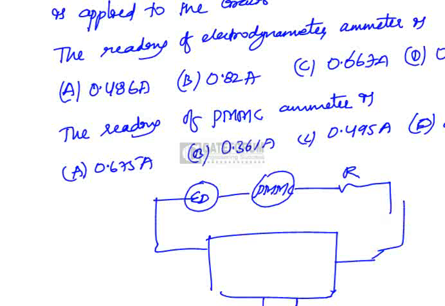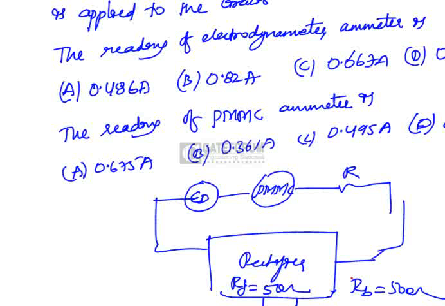And this is the input supply. We are having a rectifier here. These are not ideal diodes. He has given a forward resistance of 50 ohms and a backward resistance of 500 ohms.